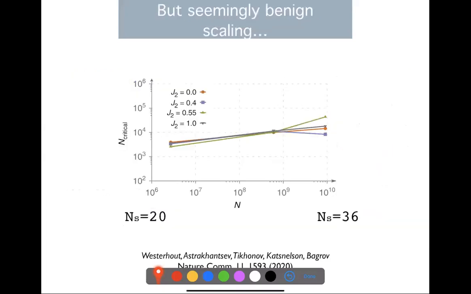However, and this is quite crucial, it seems that the critical number of samples needed to approximate these wave functions with a given accuracy doesn't seem to scale badly, even though we only have small systems, because these studies are very hard to do for larger systems. But it seems that the scaling is not too bad.